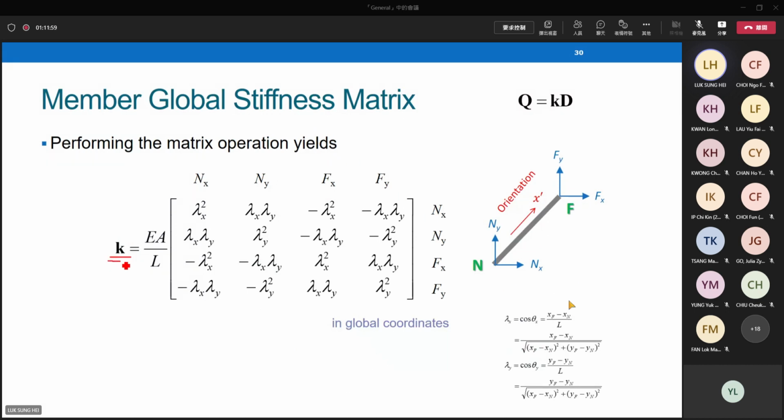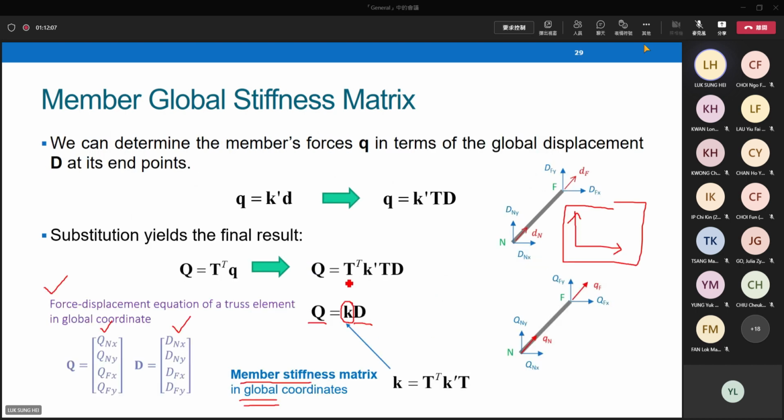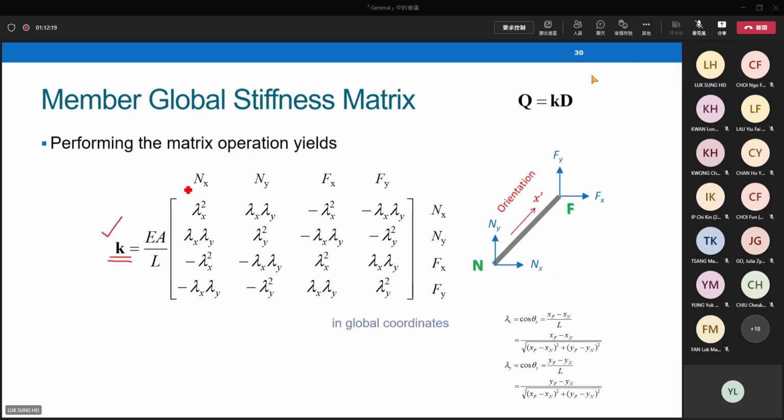K, the global stiffness matrix at member level, small k, is equal to this one. This one is actually equal to T transpose times K prime times T. If you have time, you may derive this using matrix multiplications. Or maybe you can use the outcome directly provided by the textbook. We have a 4x4 matrix, EA over L, and then we have a big matrix, where all the things are lambda. What is lambda? Lambda is called direction cosine, which means cosine theta x, cosine theta y. It helps us to do the transformation.